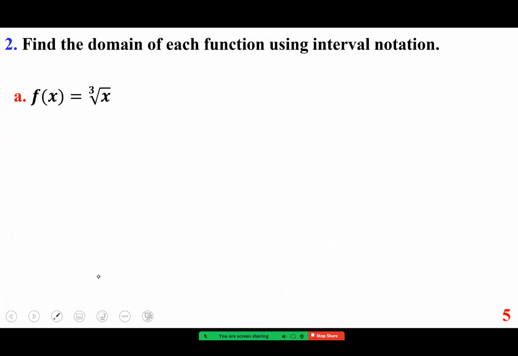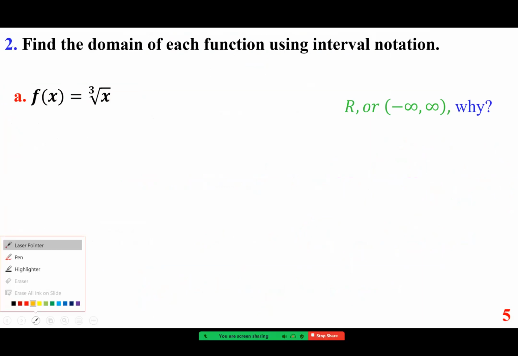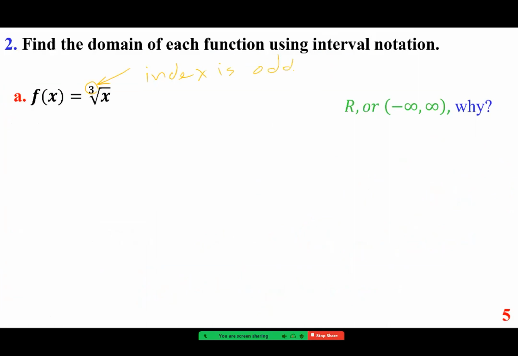What about cube root of x? It is also all real numbers. Why is that? Whenever you're looking at a root function, when the index is odd, then there is no restriction as far as the domain is concerned of real numbers. And by all real numbers, we mean either just R or from negative to positive infinity.